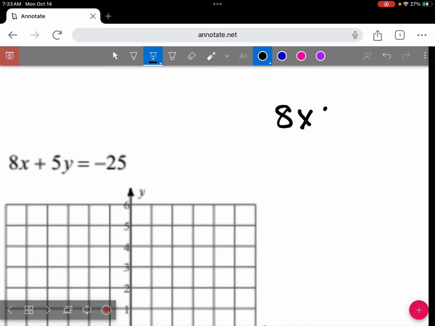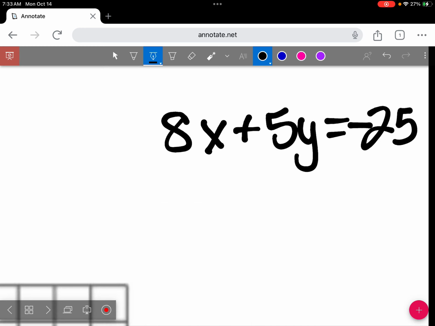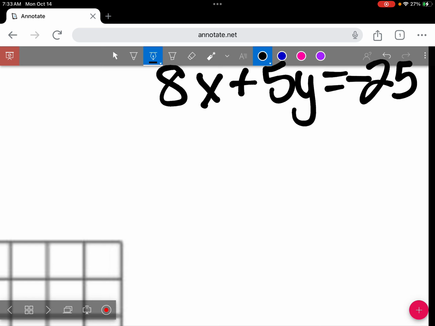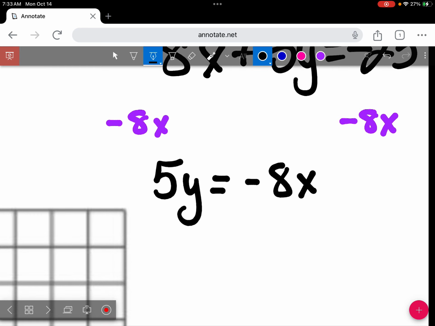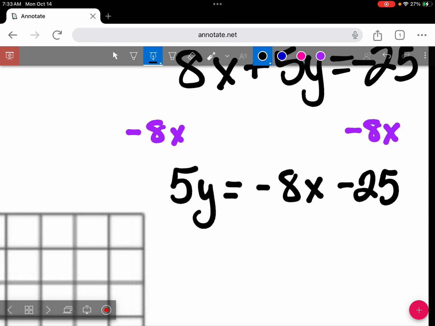So we got our 8x plus 5y equals negative 25. I'm just writing it over here because it's really hard to fit it in that space. So we can absolutely subtract 8x from both sides. Absolutely valid. That's going to leave me with 5y equals minus 8x minus 25. Again, I just like to squish the x in front of the constant just so that we wind up with our mx plus b situation.